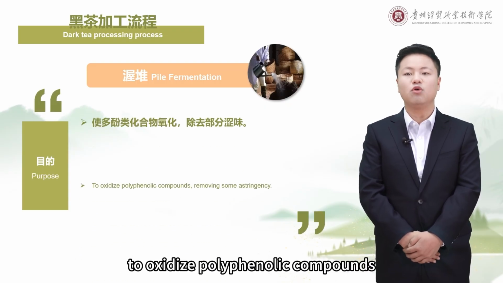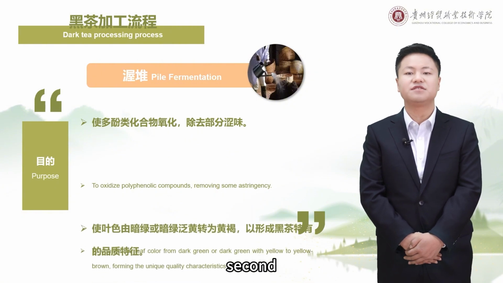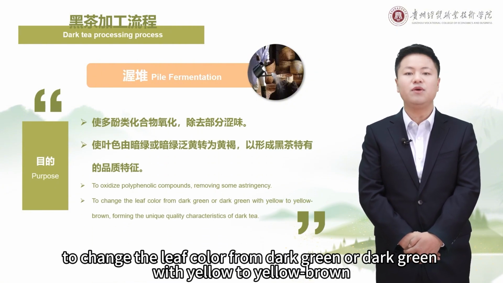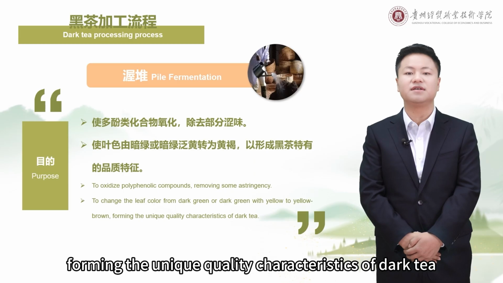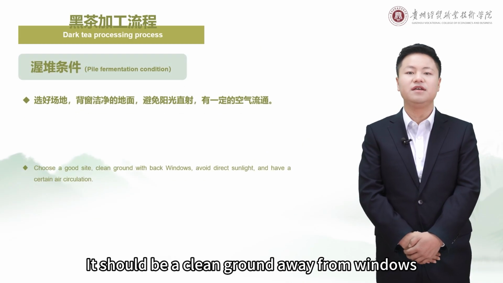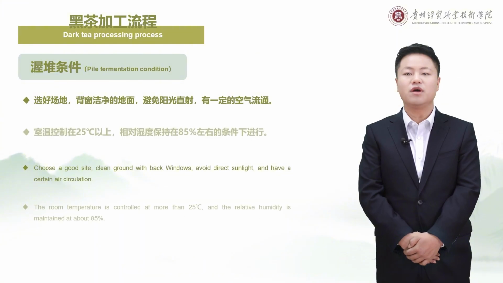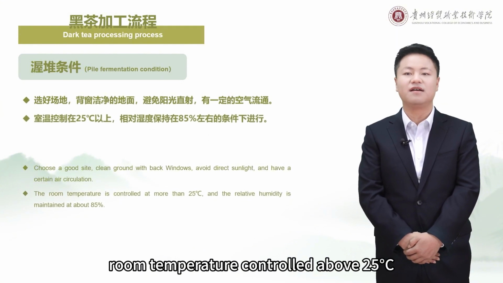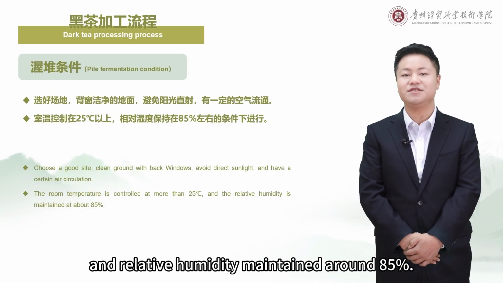First, to oxidize polyphenolic compounds, removing some astringency. Second, to change the leaf color from dark green or dark green with yellow to yellow-brown, forming the unique quality characteristics of dark tea. For pile fermentation, a suitable site must be selected. It should be a clean ground away from windows, avoiding direct sunlight, with some air circulation, room temperature controlled above 25 degrees Celsius, and relative humidity maintained around 85%.